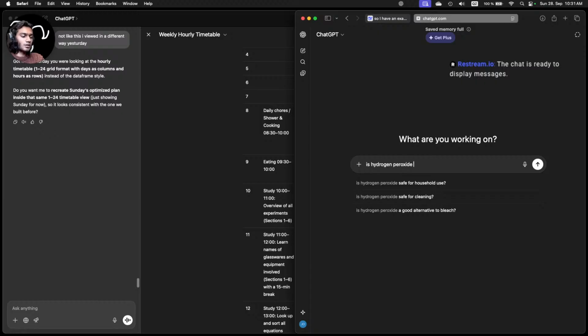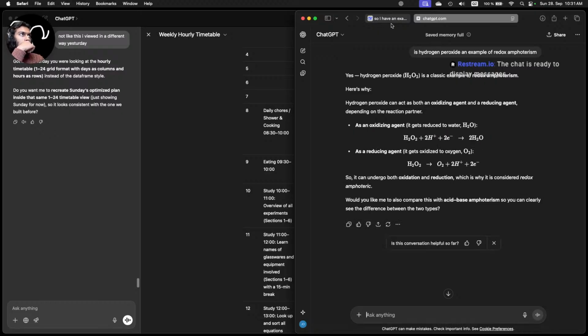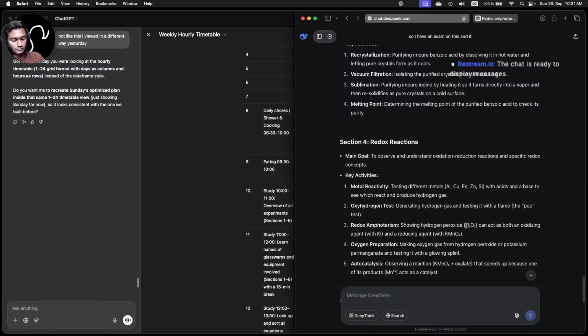Hydrogen peroxide, okay. Example, H2O2 acts as both an oxidizing agent with potassium iodide and a reducing agent with potassium permanganate.